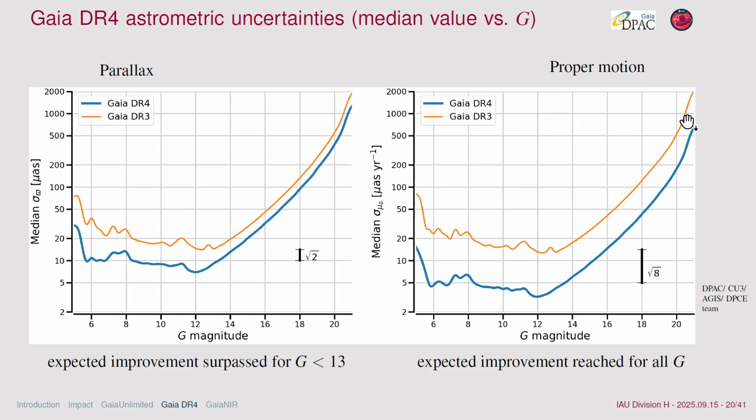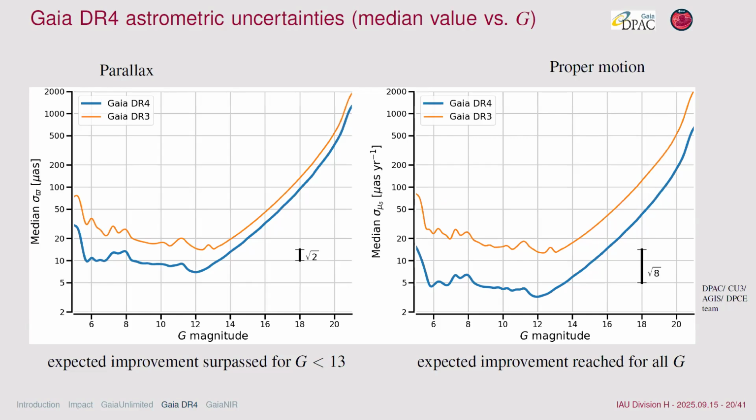And in the proper motions, of course, you see a much larger improvement. That's because the time baseline comes in with a power 1.5 instead of the square root. And that means you get a factor of about square root 8 improvement for proper motions, almost a factor of 3. And again, at the bright end, a little bit better improvement because of the better control over systematic errors.